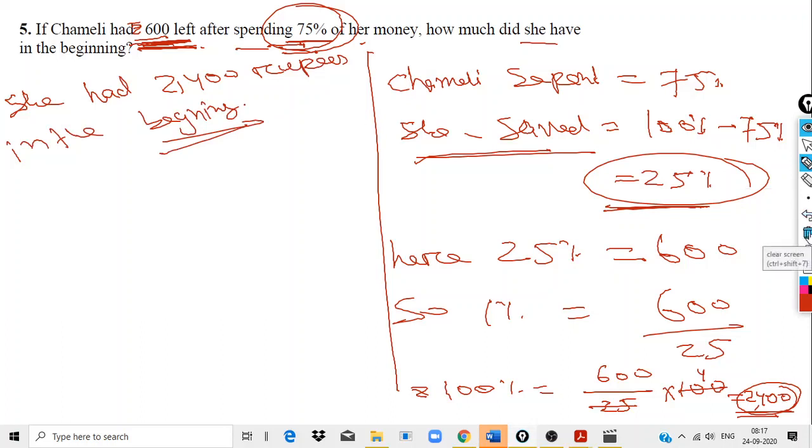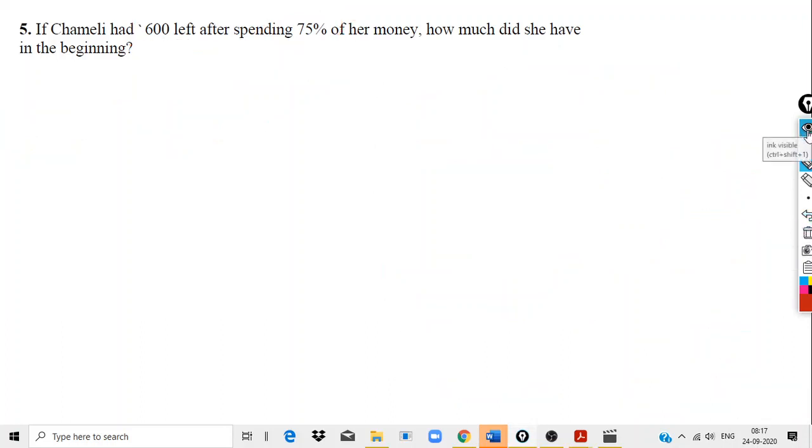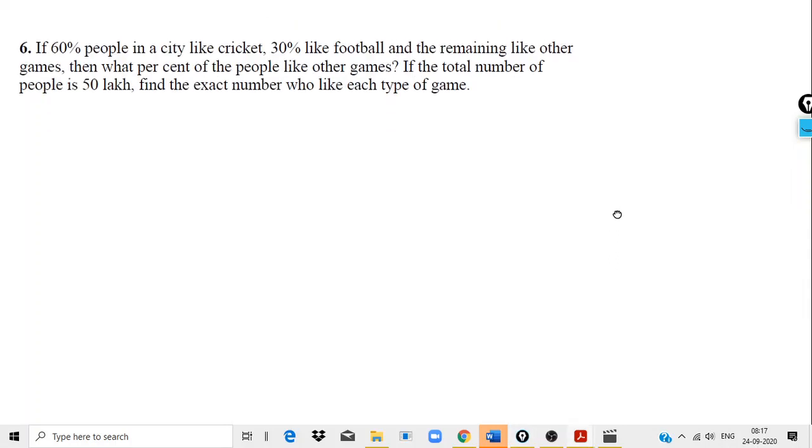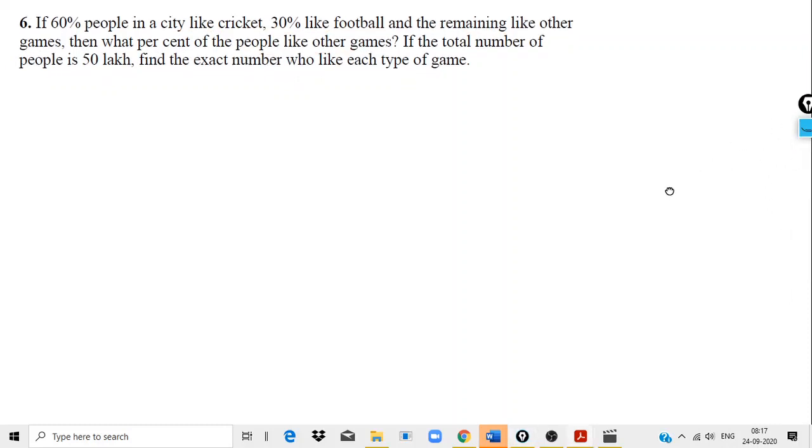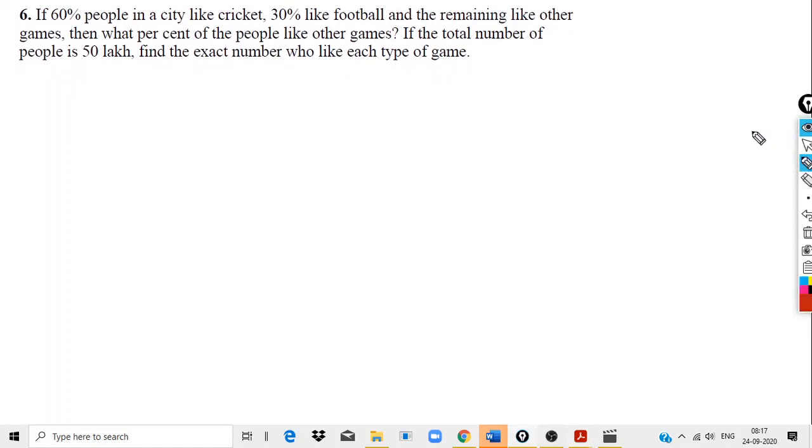Now question number 6. Okay, so this is the last question. Let's see. If 60% of people in a city like cricket, 30% like football, and the remaining like other games, then what percent of the people like other games? Very nice. We can directly find the answer here. Here 60% people like cricket. You can write it like this.